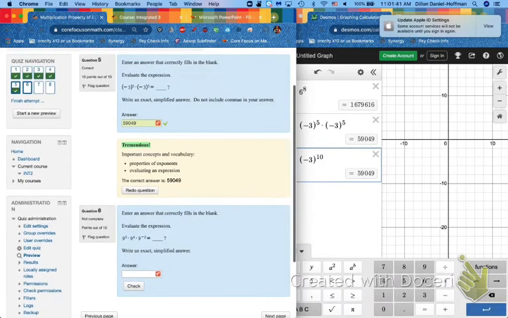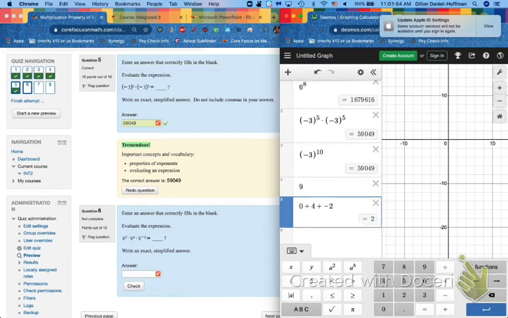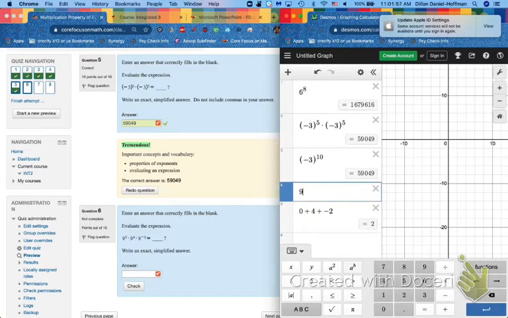The next one has 3 different base 9s, which is fine. We still just need to add up our exponents. 0 plus 4 minus 2, or you could put plus -2, your call. Either way, you're going to get 2. So for me, that's just 9 to the 2nd power. All I'm doing is I keep my base 9, and I just add my exponents, 81.